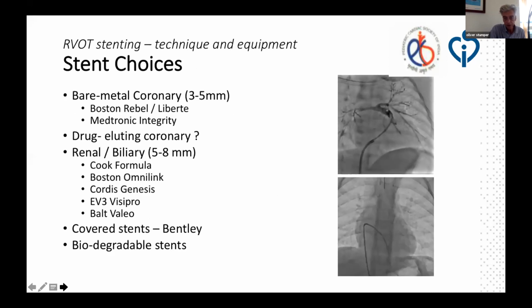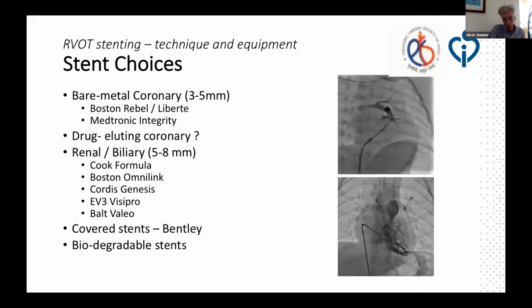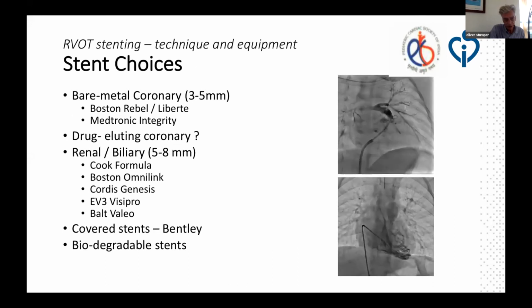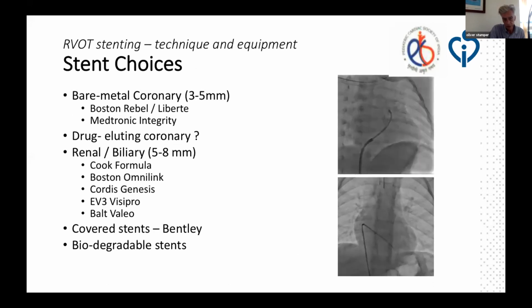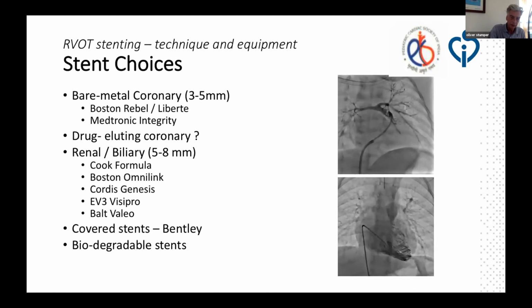Stent choices, as I said, bare metal coronary stents, 3 to 5 millimeter, 5 would be my preference really. The problem with bare metal coronary stents is that the adults don't use them anymore. Most centers actually don't have them on the shelf anymore. And equally, the material got thinner and thinner. So I'm a bit worried about this development.